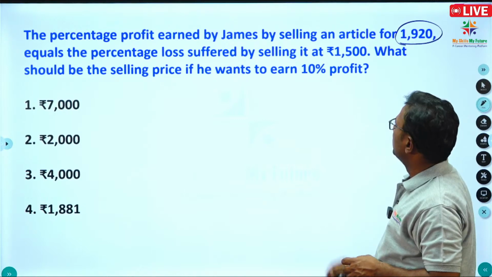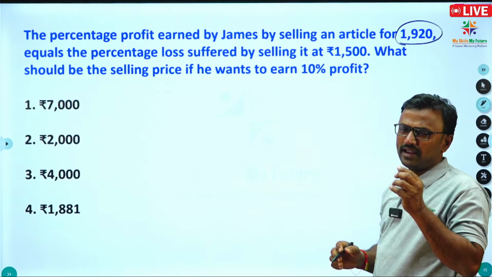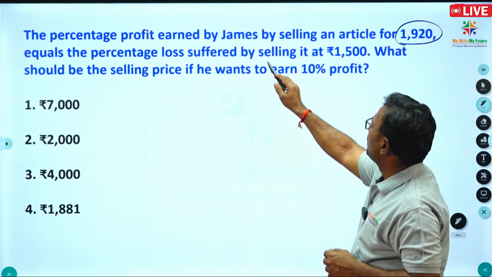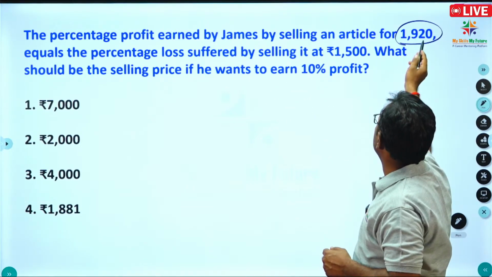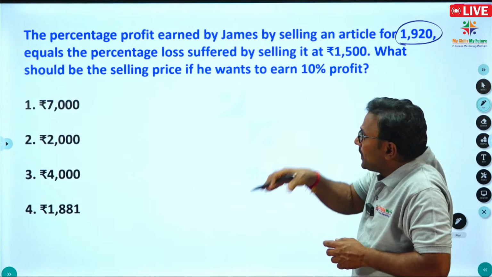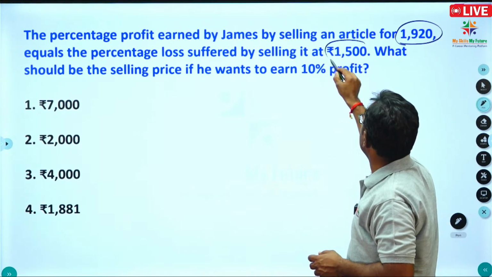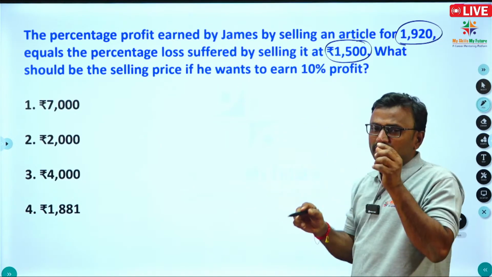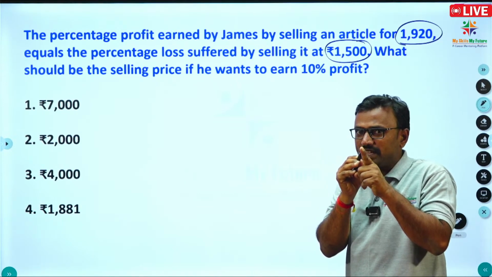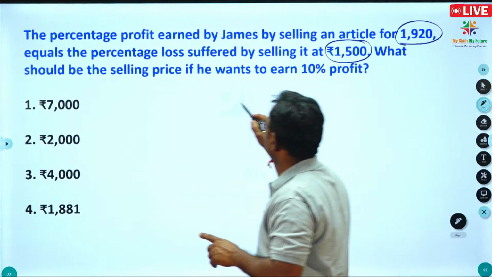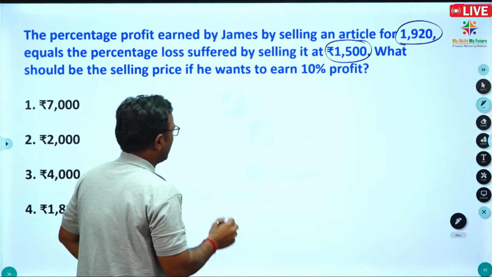1920. This is the selling price at some profit. The percentage profit earned by James by selling an article for 1920 equals the percentage loss suffered by selling at another price. So whatever the profit percentage is, there is the same loss percentage. Suppose I am taking one example here.